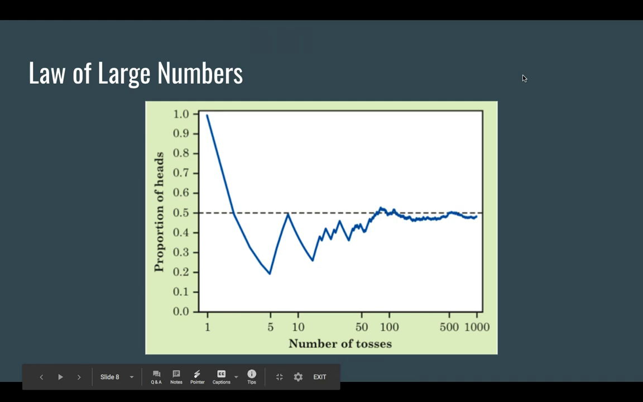Welcome to the law of large numbers. Law of large numbers. What are we talking about with the law of large numbers?